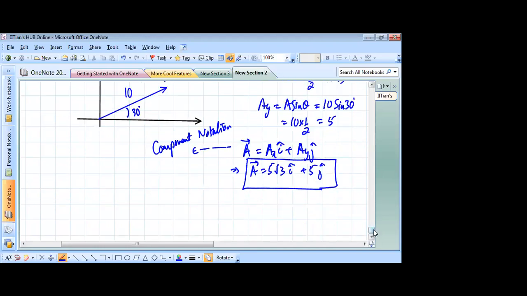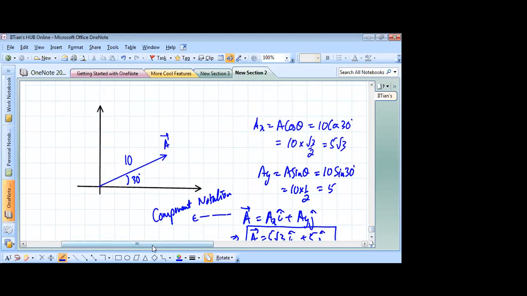Okay. In the diagram, what is the significance of these components? They are the projections, or you drop a perpendicular on the x-axis. This is your Ax. You drop a perpendicular on the y-axis. This is your Ay. Okay. So this is the meaning of converting the vector into component form. Now the same thing I will do to the vector B also.